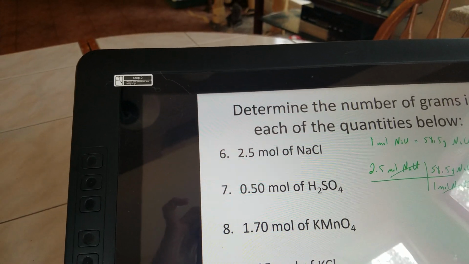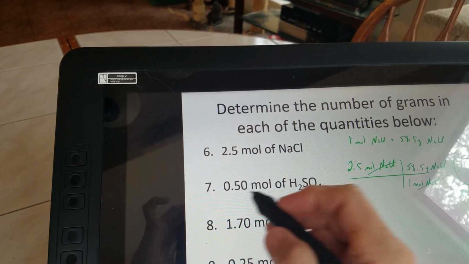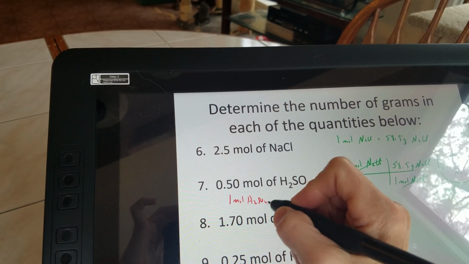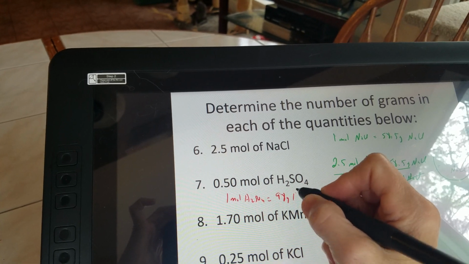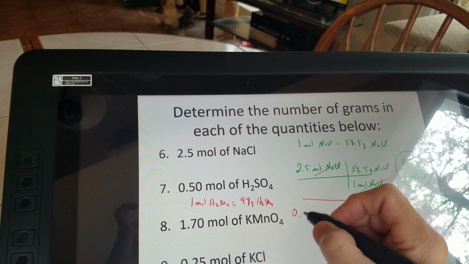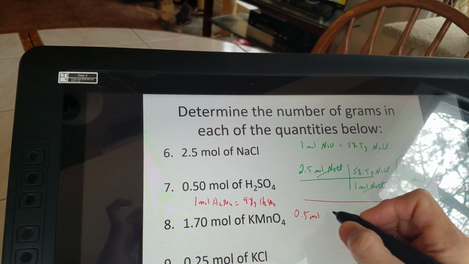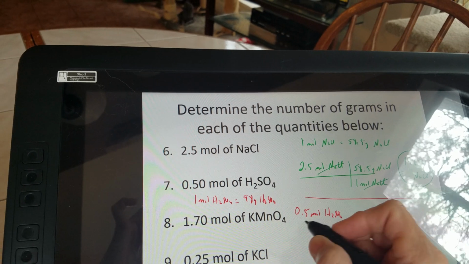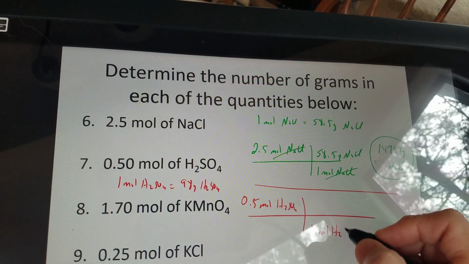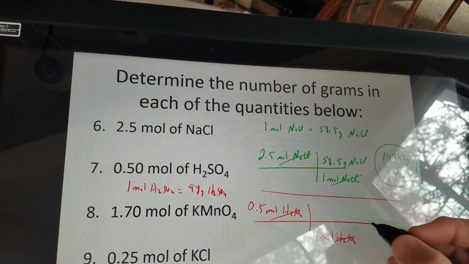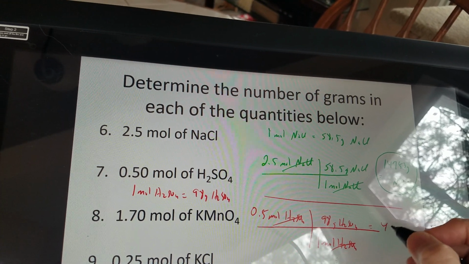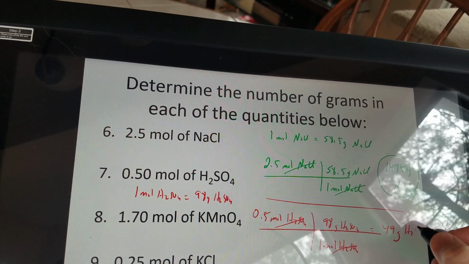If I do the same with my sulfuric acid, we knew that 1 mole of sulfuric acid was 98 grams of sulfuric acid. So again, I'm going to use the same conversion factor. I'm going to start off with my 0.5 moles of sulfuric acid. 1 mole on the bottom this time, so that the mole units can cancel. 98 on the top. And I'll get 49 grams of sulfuric acid.